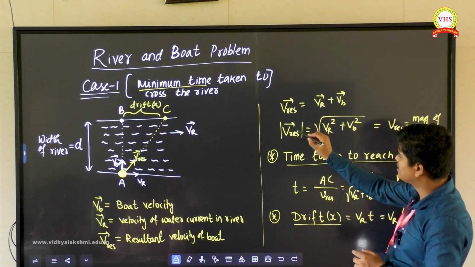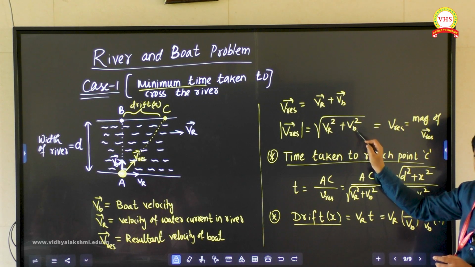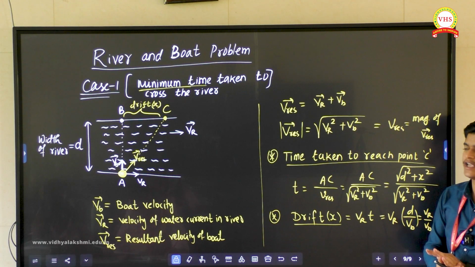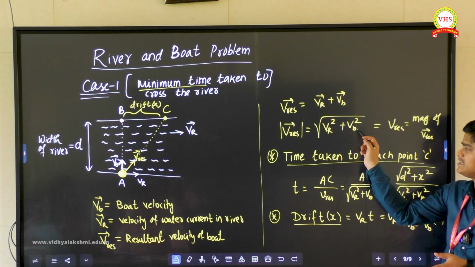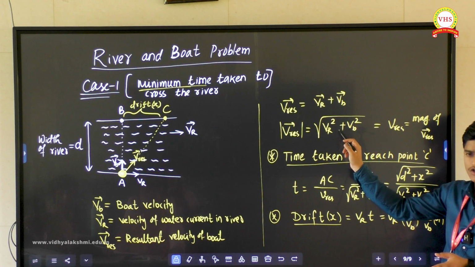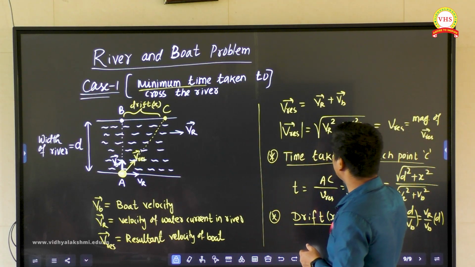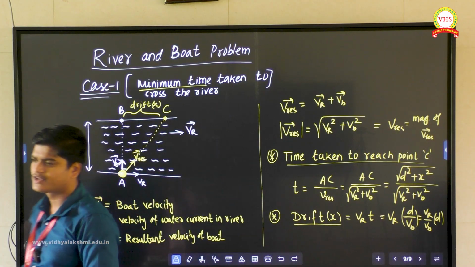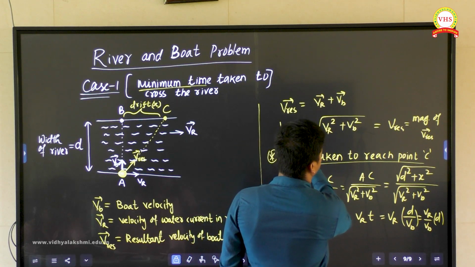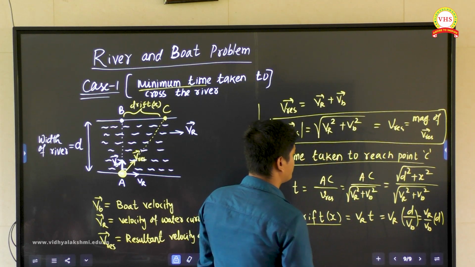Here a question can be asked where the river velocity and boat velocity are given, and they ask for the resultant velocity of the boat. They can give 6 and 8: 6 square is 36, 8 square is 64, 64 plus 36 is 100, so root 100 is 10, a direct answer. Or they can give 3 and 4: 3 square plus 4 square, root, is 5. Are you getting or not? Many things can happen here. All these formulas you remember. This is the magnitude of V resultant.